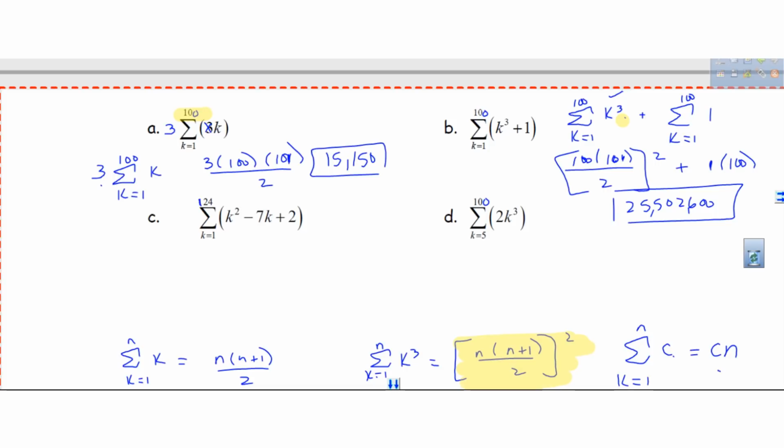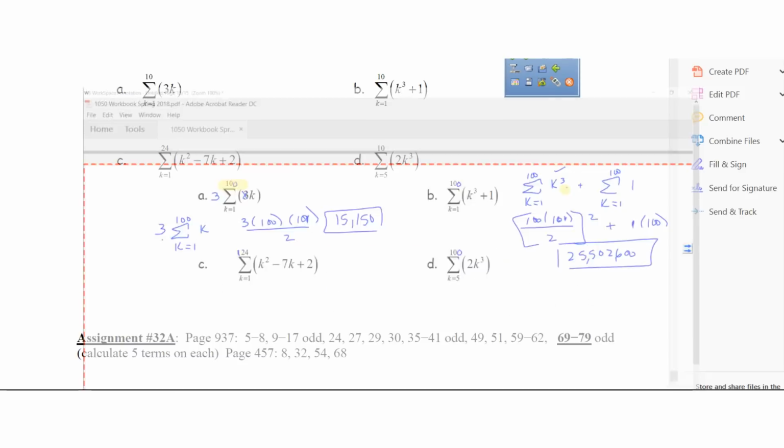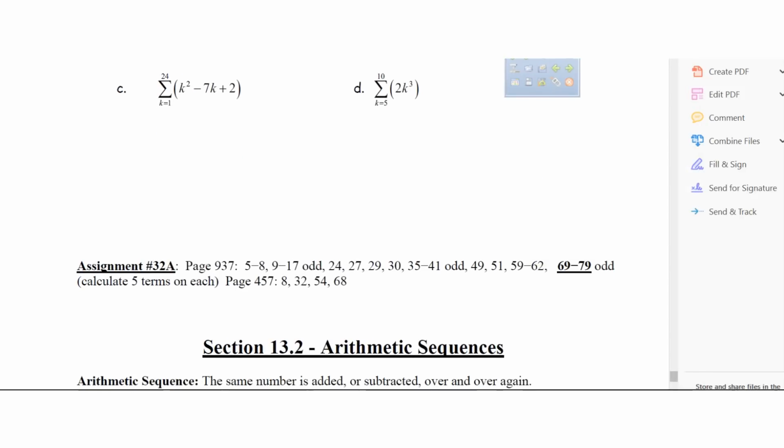I can't wait. Okay, let's do the next one, okay? I'm going to erase the formulas because I don't have room. Actually, you know what I'm going to do? I'm going to scroll. 124 and 100. Okay.